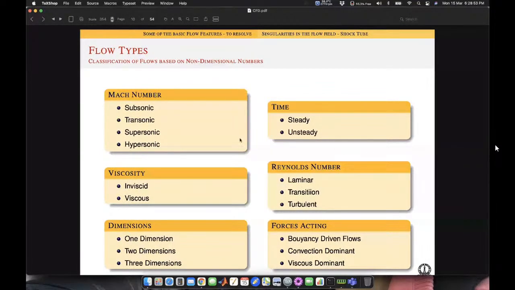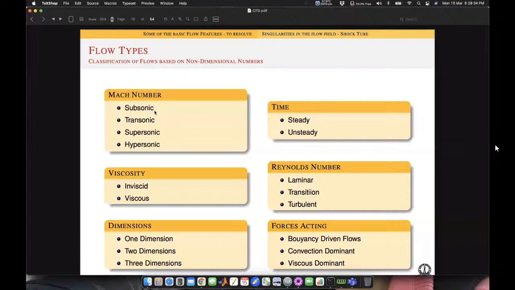So if the Mach number is less than 1, we call it subsonic. Sonic means if the fluid velocity is moving with the speed of sound, we call that state a sonic speed. So if it is less than 1, it is subsonic. If the Mach number is between 0.8 and 1.2, we call it a transonic region. If it is greater than 1, we definitely call it a supersonic region. And if it is greater than 5, it is the hypersonic region.